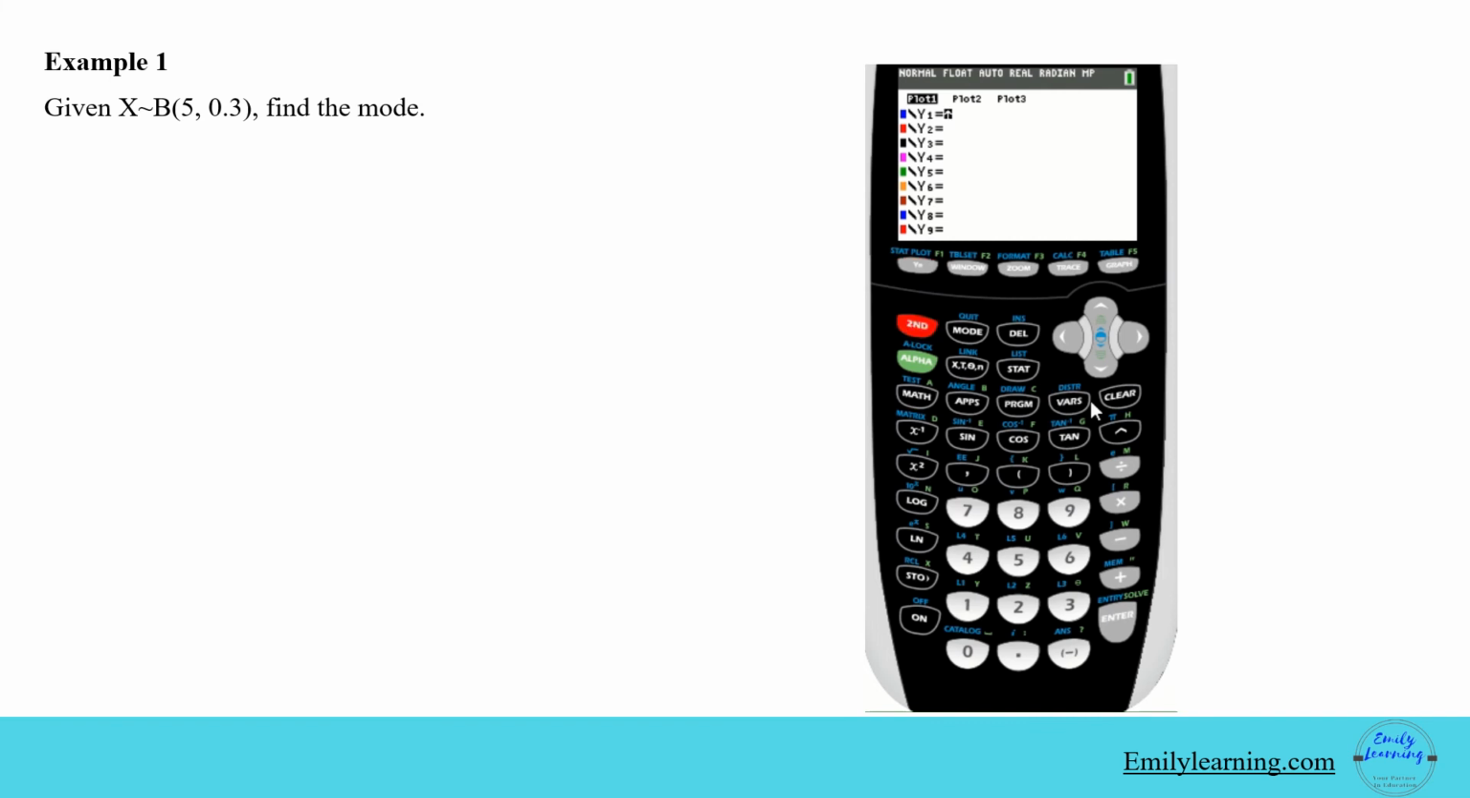So I'll press second followed by distribution. Then I go to binom PDF, which is A. Now I know that the number of trials is 5, p is 0.3, and the unknown is x value. So I'll put my variable, which is x here, as the x value. Go to paste, press enter again. Next, I'll press second followed by graph to go to table.